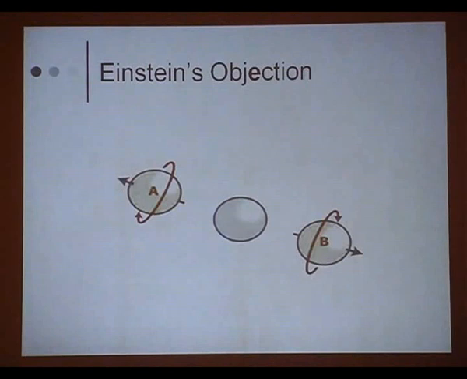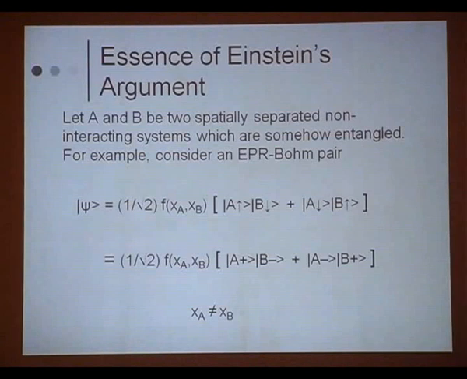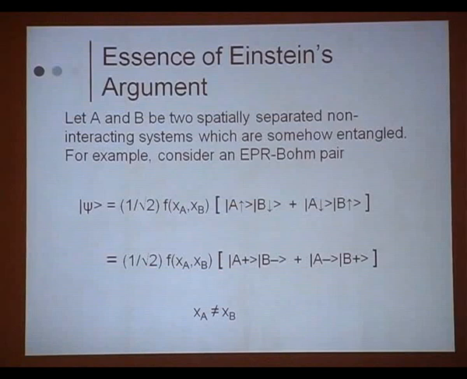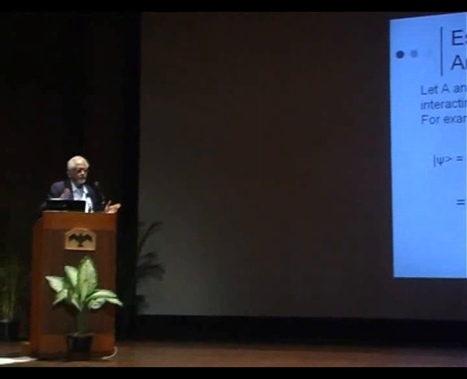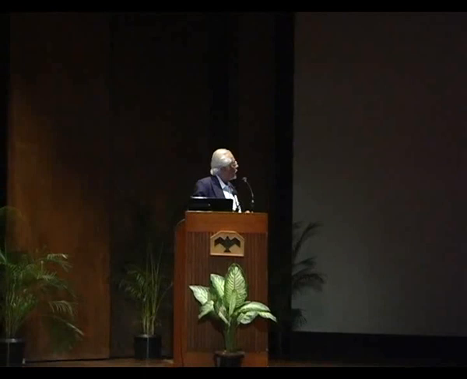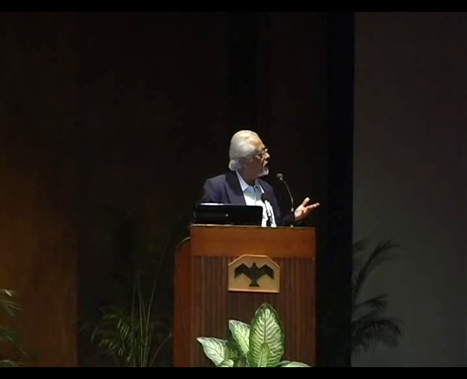And he showed that if we have two such systems which are spatially separated as far as you like, one can be here, the other can be in the next galaxy or many galaxies beyond, doesn't matter. And they are non-interacting. But quantum theory says they should get entangled in the following sense.